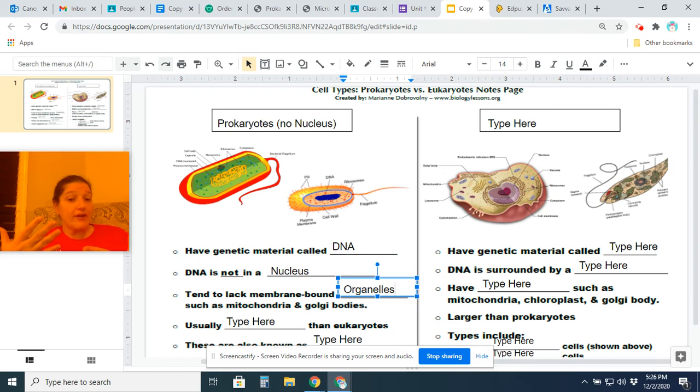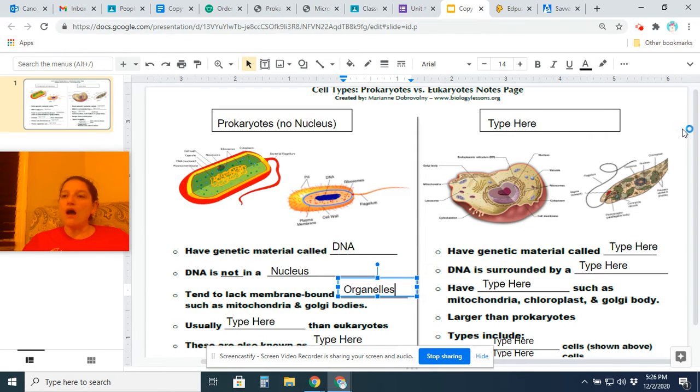What do the prokaryotes have? They have DNA, they have cytoplasm, they have ribosomes, which are necessary for transmitting the genetic information, and they have cell membranes, but that is about it. That's all they have.